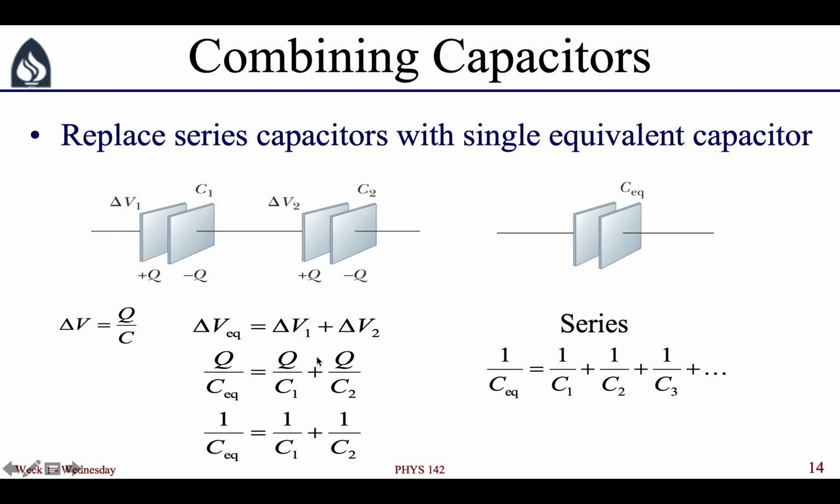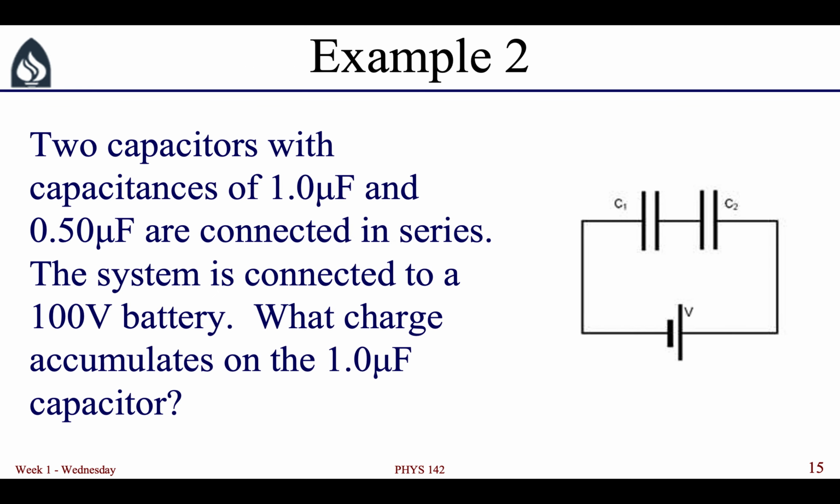So since the charges are all the same, we can divide through by charge and those cancel, and we find that 1 over the equivalent capacitance is equal to the sum of the reciprocals of the individual capacitances. So for series capacitors, you need to take 1 over the capacitances, add them up, and then take 1 over that answer in order to find the equivalent capacitance.